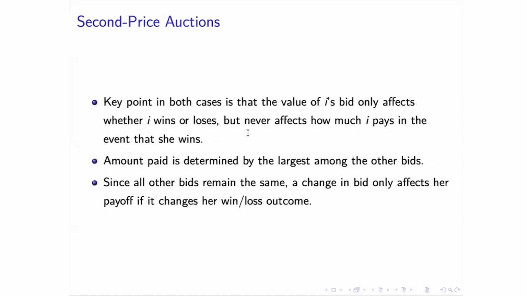So then what is the amount that the player has to pay? Either this player pays 0 if he does not win the object, or if he wins the object, he's paying a price equal to Bj, which is the second highest bid. Since all the other bids are remaining the same, remember, we are looking at I alone deciding to deviate, and other players are remaining and doing the same thing, then a change in bid is only going to affect the payoff if it changes her win or loss outcome.